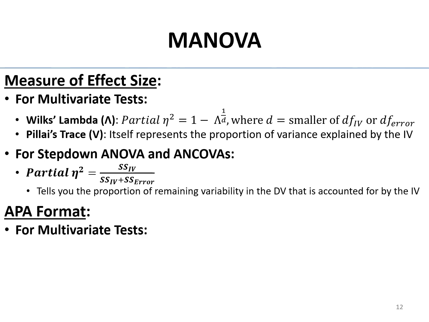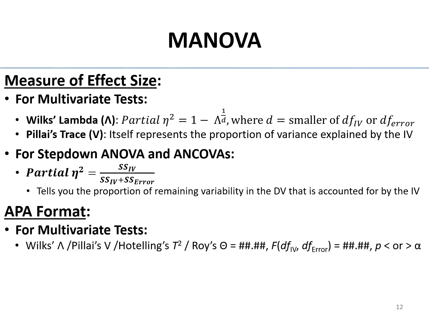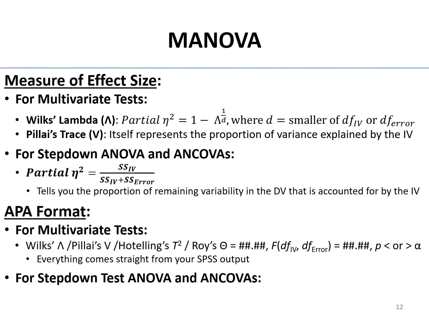So APA format for your multivariate tests, this is the standard way of reporting your multivariate effect. It's either Wilks' lambda, Pillai's, Hotelling's, or Roy's. You put what that number is there to 2 decimal points. No one knows really how to interpret those things, so SPSS also gives you an F equivalent of it. So you end up putting both the multivariate statistic itself plus the F equivalent of it. And all that comes straight from your SPSS output.